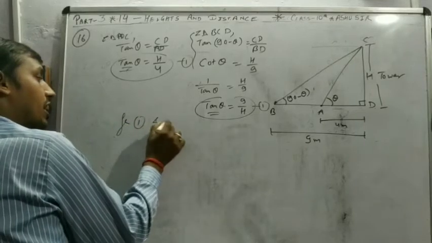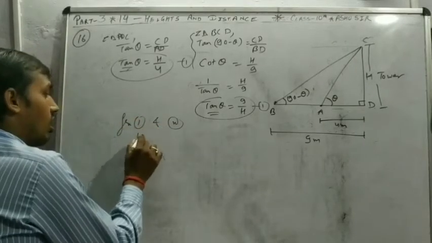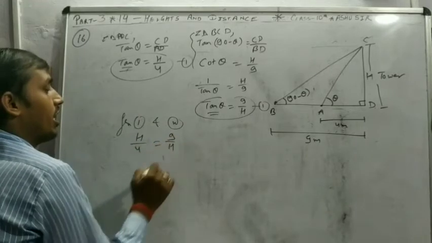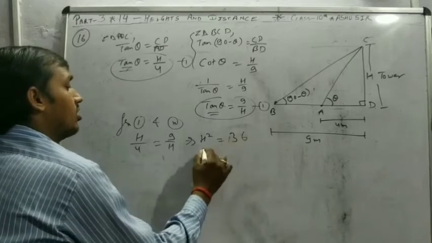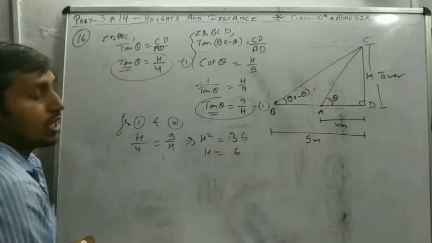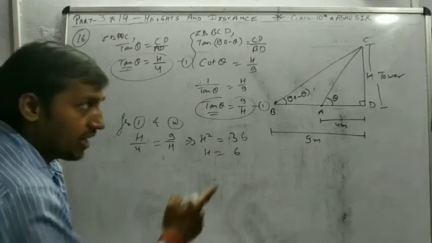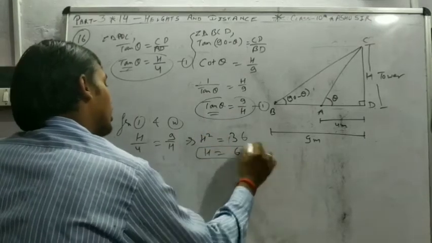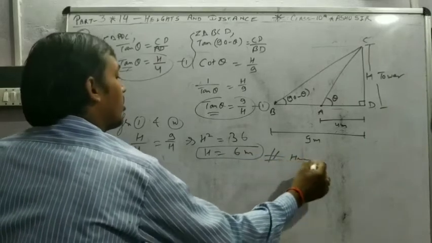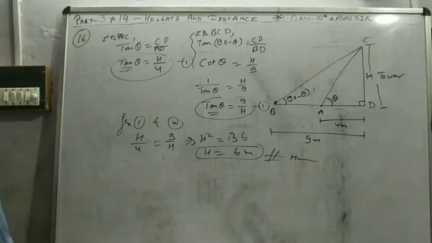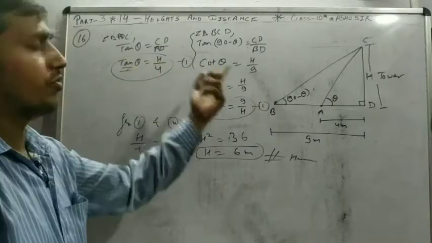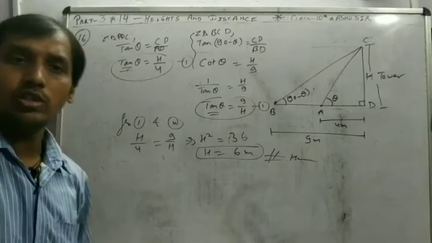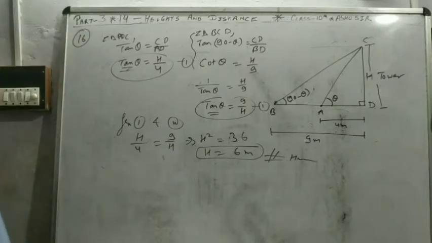So from the first and second equations, h by 4 is equal to 9 by h. So h square is equal to 36. h equals plus minus 6, but height is always positive. So the height of the tower is 6 meter. Hence proved. Okay. This is the concept of complementary angles. Or you can multiply both the equations, so you also get tan into cot equals 1. That's your choice. You can use any method. Okay. Pause the video, note down.